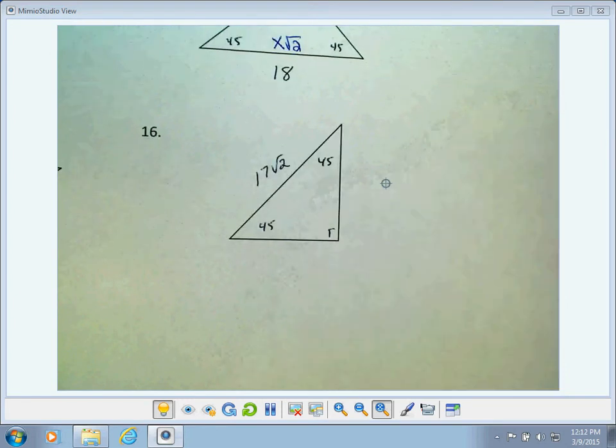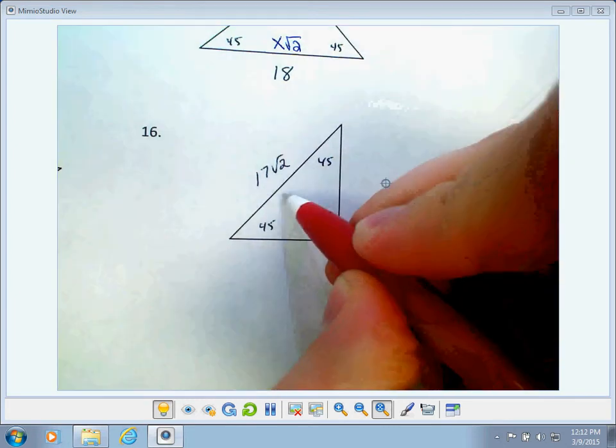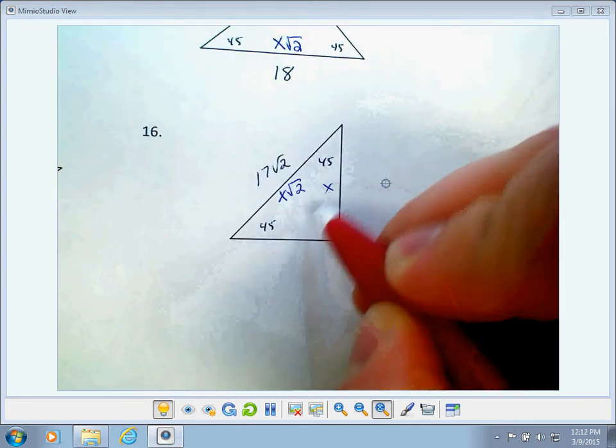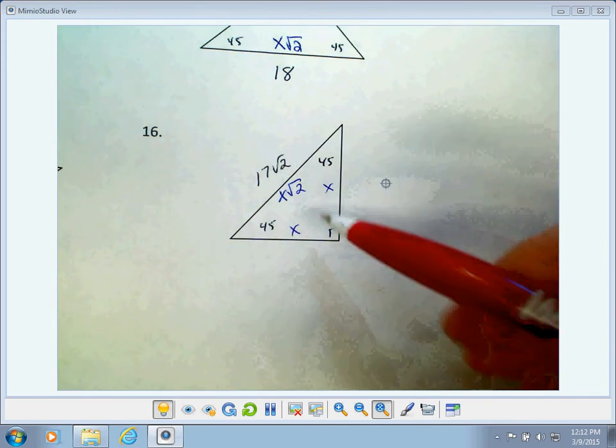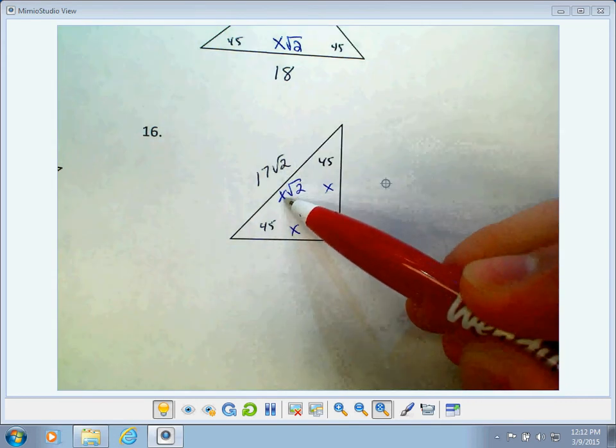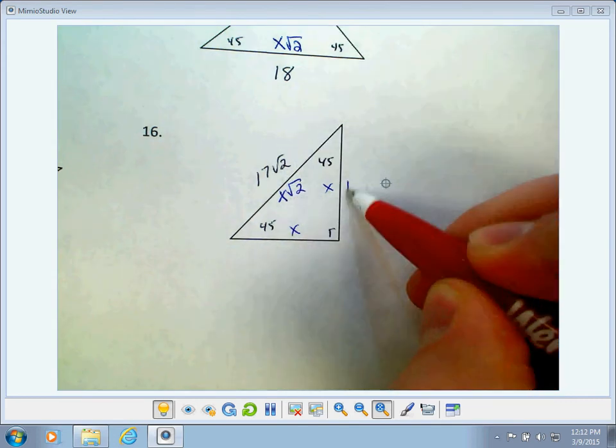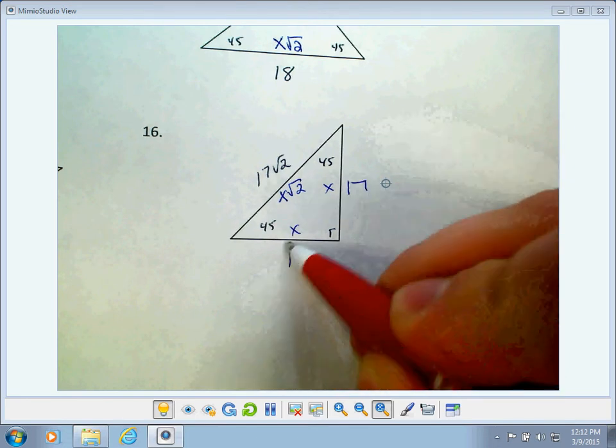And then number 16 is like number 13 where you're following the pattern. But this time, you're given what x square root of 2 is. So now knowing what x square root of 2 is, you know x is just going to be the number that's in front of that square root of 2. So that means x is going to be 17, and then we have both those other sides.